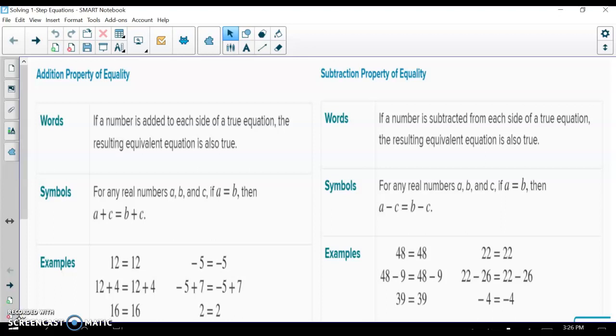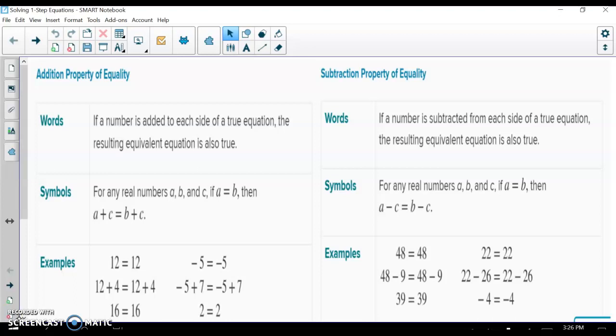This is going to be off the books because the book jumps straight into solving variables on both sides, and Mr. Noor and I decided that we needed to do a little bit of a review before we jump straight into that. So today we are going to learn about 4 different properties.